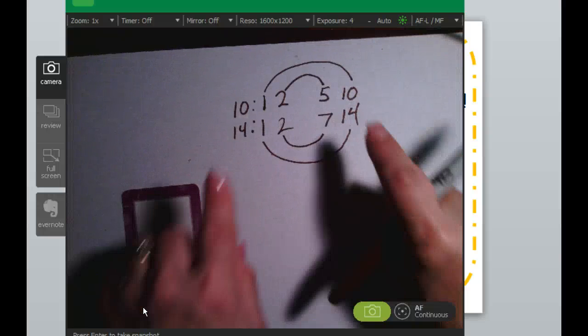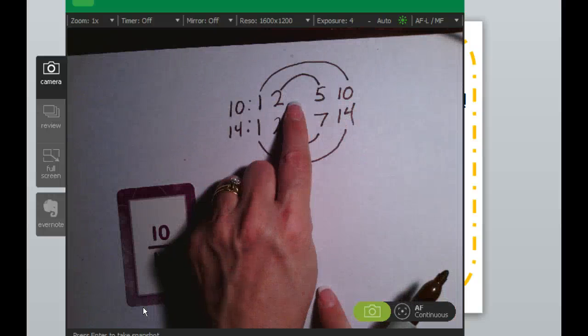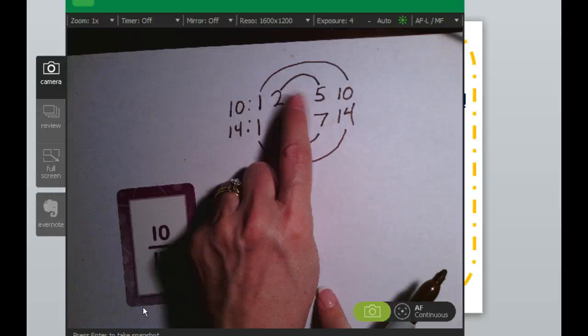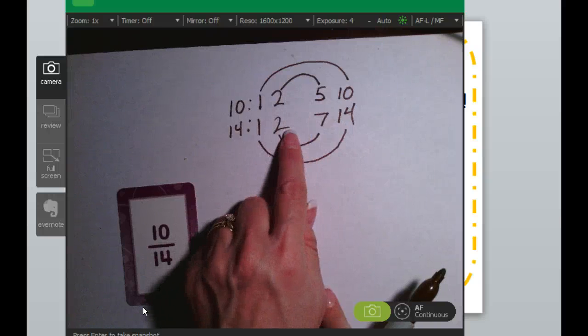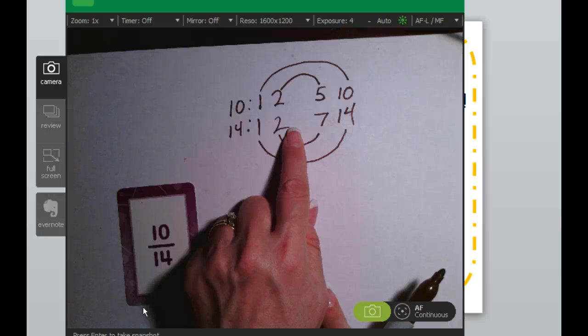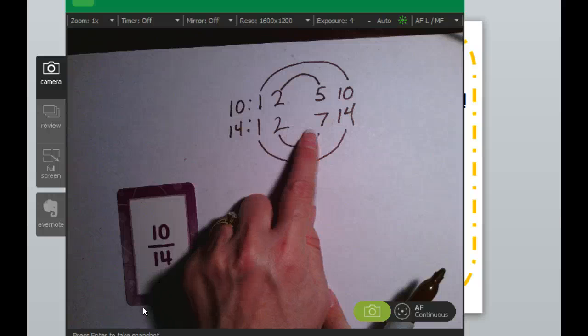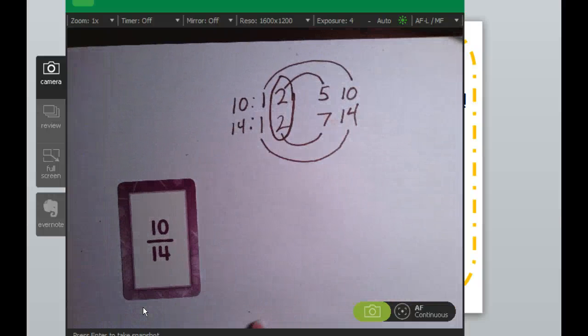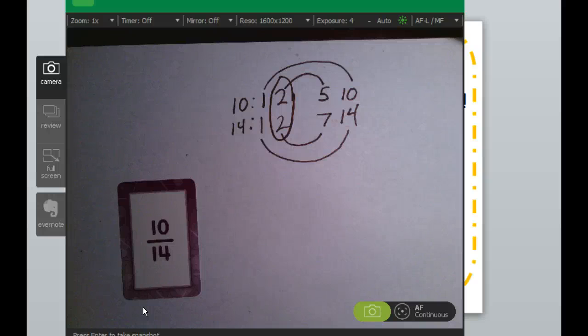So let's think about the numbers in between. 3 times something is not 10, 4 times something is not 10. So I'm finished with this one. Let's think about 14. 3 times nothing is 14. 4, 5, 6. So I'm also finished with this one. And as you can see, I found a common factor. I found something that they both have.